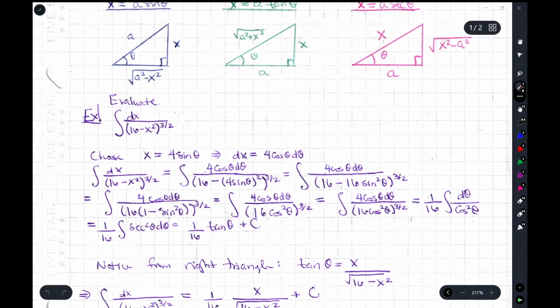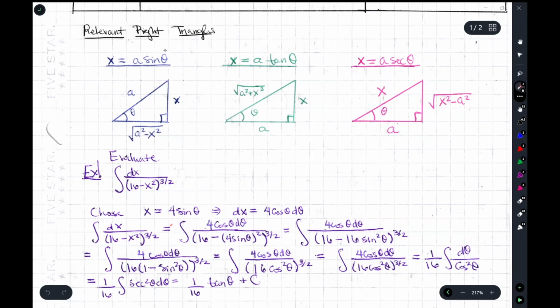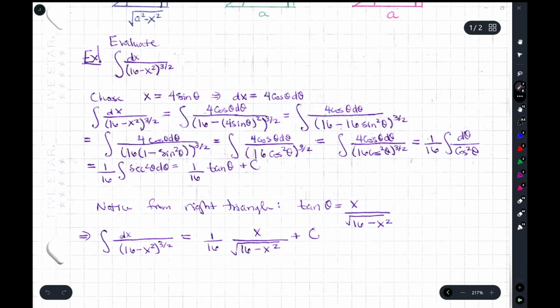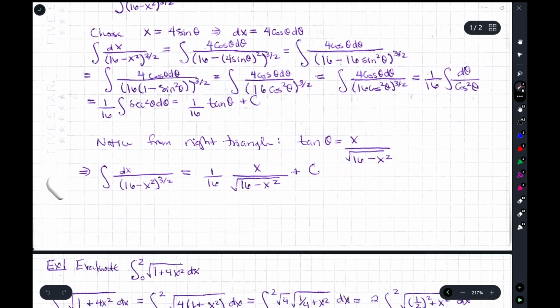Well, the substitution we made was x equal to 4 sine theta. So we're dealing with this triangle right here, the x equals a sine theta triangle. And so what's tan theta? Well, tan theta is opposite over adjacent, okay? And so you have tan theta equal to x over the root of 16 minus x squared. And so you just substitute that back for tan theta. And here is your final answer.